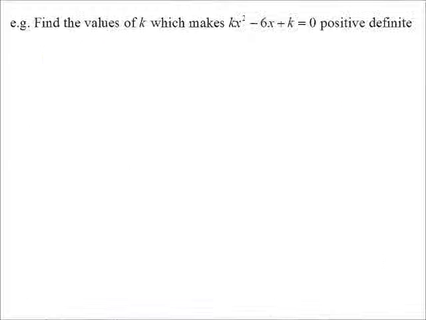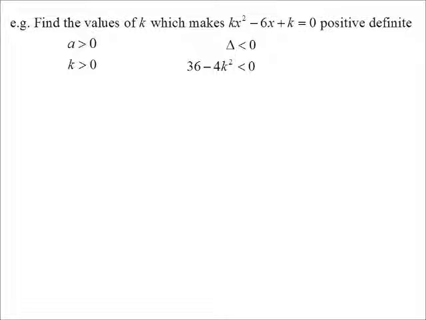Questions like this. So there's a quadratic, but we've got to work out the values of k that would make that positive definite. So it has to satisfy two conditions. First of all, a has to be greater than 0. So in this case, I know k has to be a positive number. But also, the discriminant has to be less than 0. So b squared minus 4ac must be less than 0.